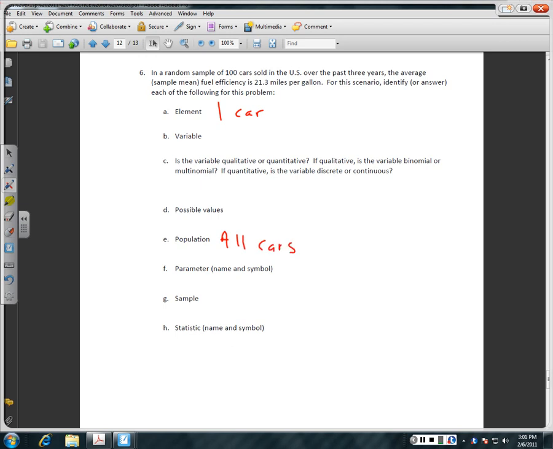And the sample is the 100 randomly selected cars. And the variable is just miles per gallon. If you put gas mileage or something like that, that'd be fine. And that is a quantitative variable. You can get 23 miles per gallon. You can get 28 miles per gallon. It's quantitative. And you can get 27.3 miles per gallon for one car.